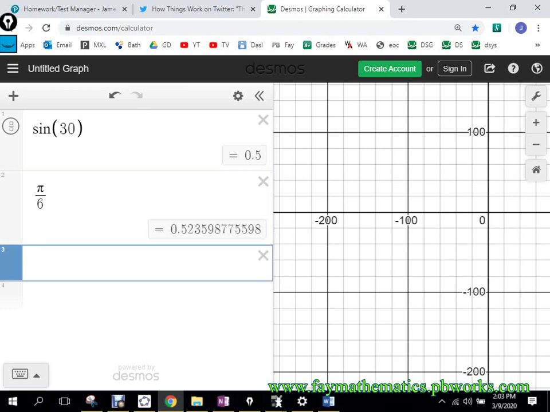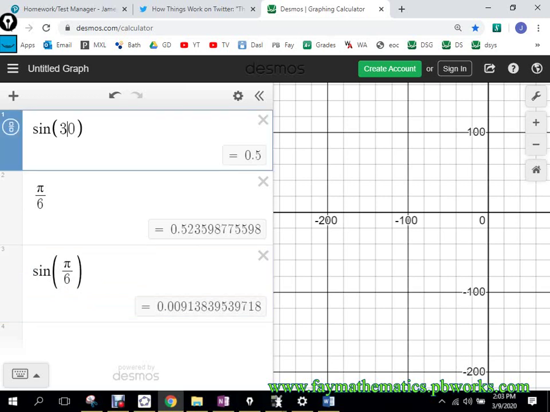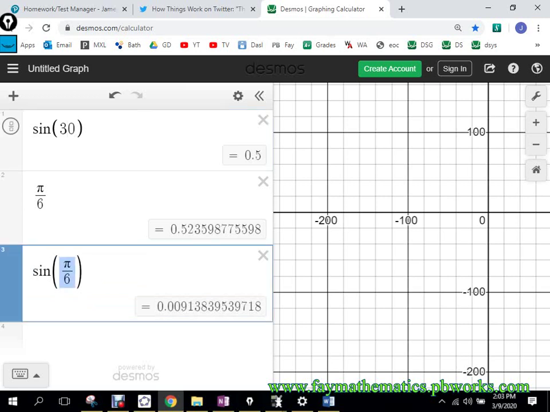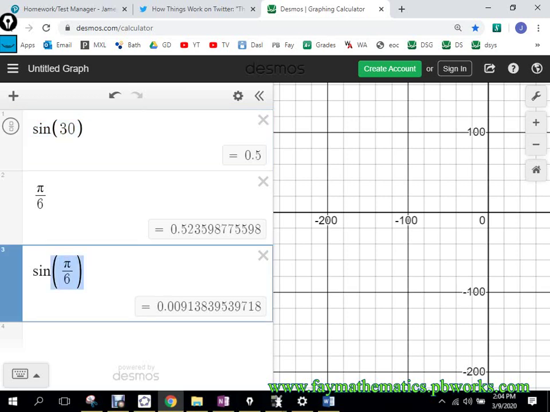How can I prove that to you? Well, let's go type in sine of pi over 6. If 30 degrees was the same thing as pi over 6, then this number should be the same as that number, right? Does that make sense? But remember what our calculator is in. Our calculator is in degrees, so it's only working this one accurately. Right now it's saying I'm looking at 0.52 degrees here. Let's change this into radians.